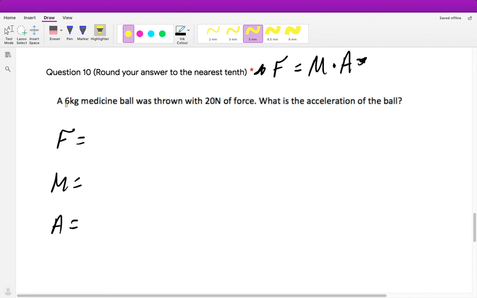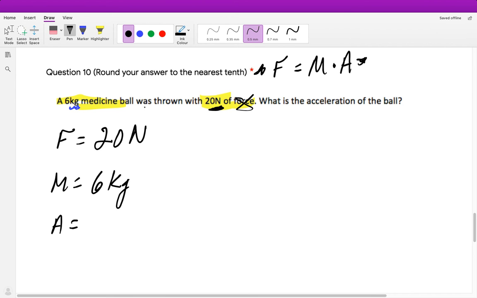We're going to go through and read the question. A 6 kg medicine ball. Well, when we just talk about kilograms, we know that we're referring to its mass. So our mass is 6 kg. It then says it was thrown with a force of 20 newtons. So once again, even if it doesn't tell us this is force, we know it's force because of its units being newtons. So we have 20 newtons. What is the acceleration of the ball? So this is what we do not know.